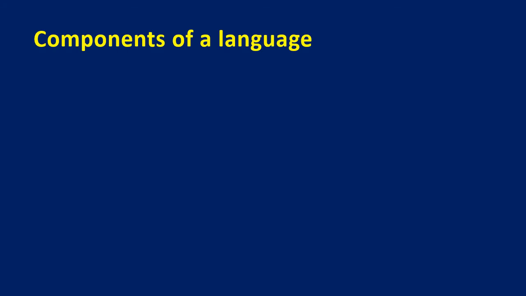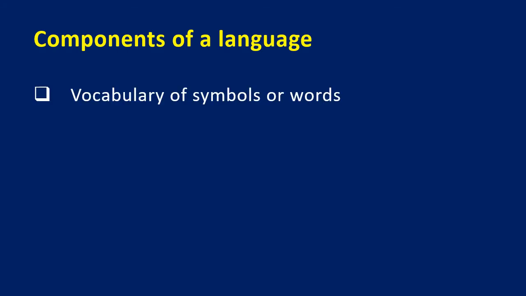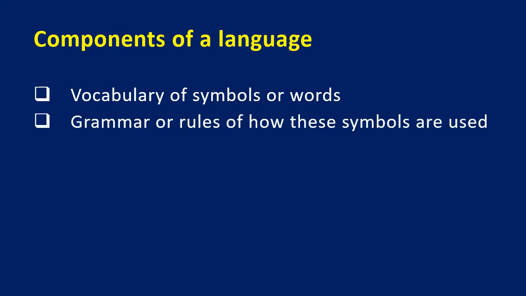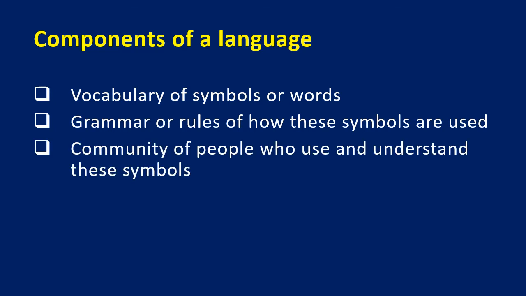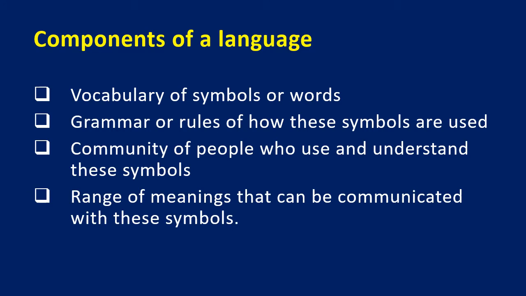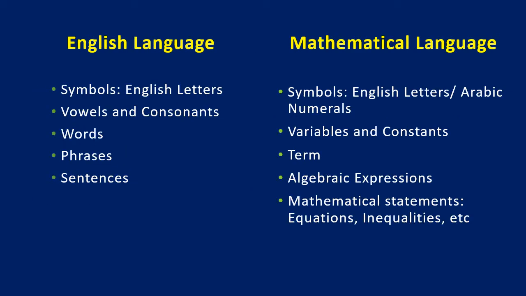Okay, what are the components of a language? So, for example, in the English language, we have vocabulary of symbols or words, grammar or rules of how the symbols are used, community of people who use and understand these symbols, and the range of meanings that can be communicated with these symbols. So for the English language, what are the symbols that we have? We have English letters, which are vowels and consonants. And then we have words, phrases, and sentences.